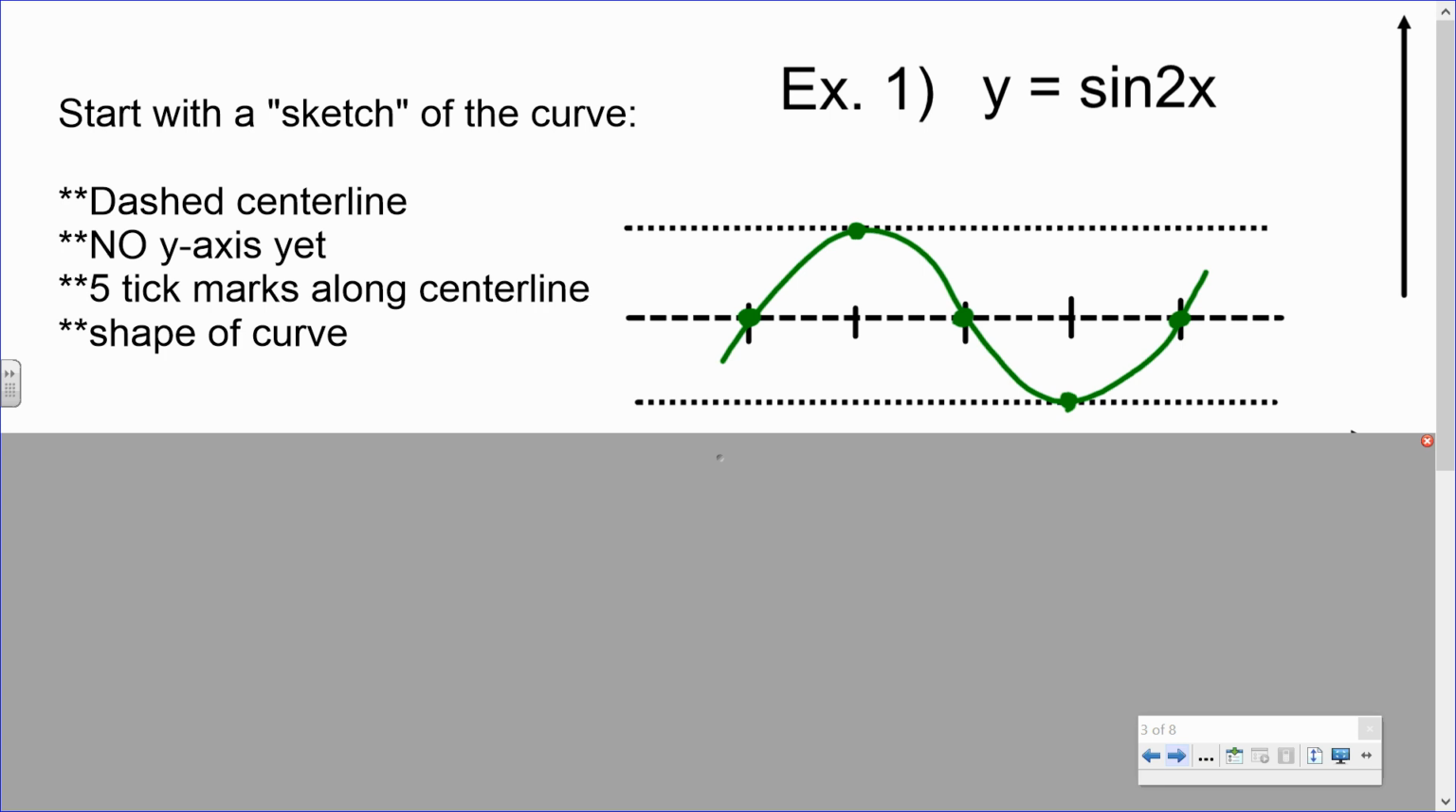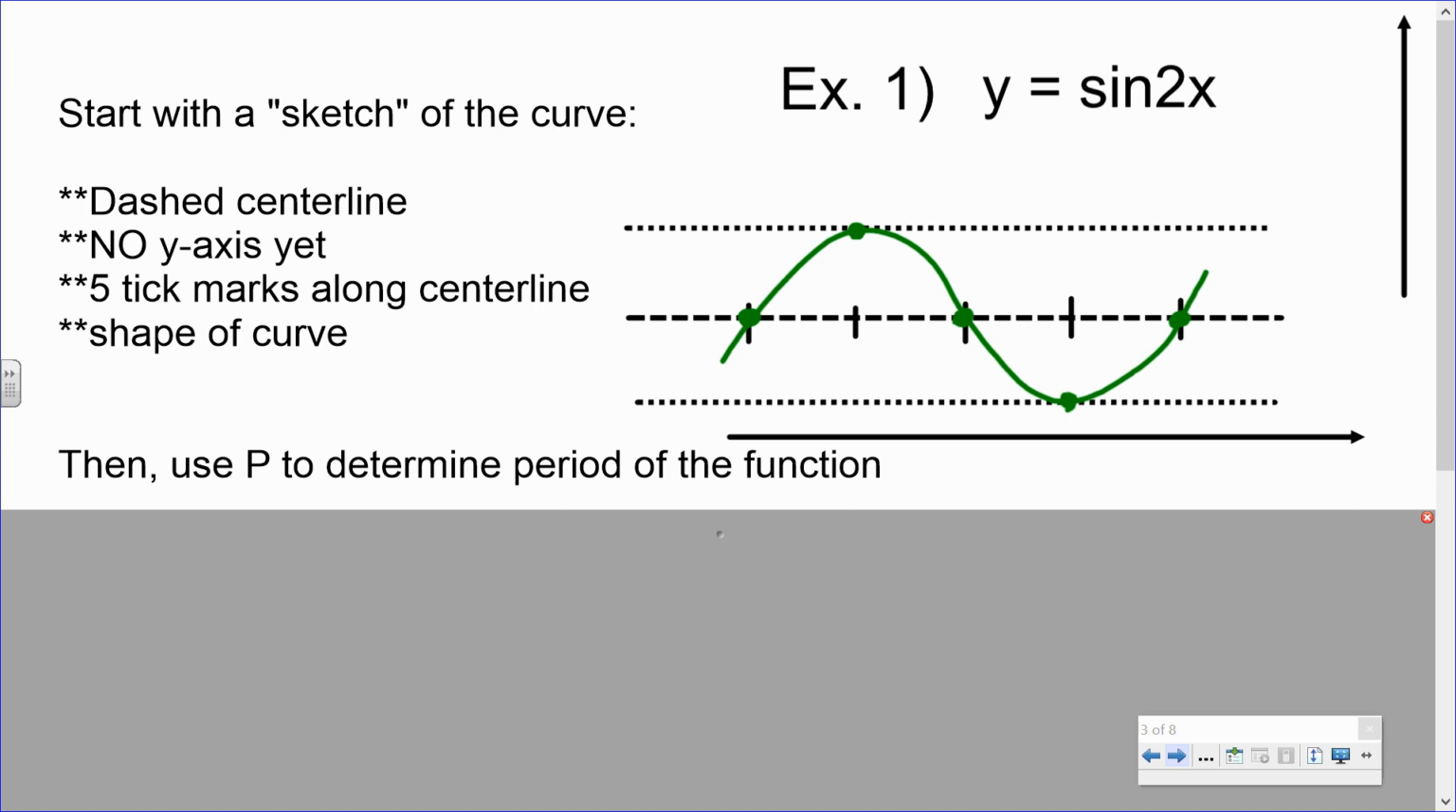Center line increasing. I think that's what I've got, isn't it? Okay, next thing we're going to do is figure out if we've changed the period or not for this problem, so that we can figure out what values we need to start off with for those 5 tick marks. So have we changed the period on this one?